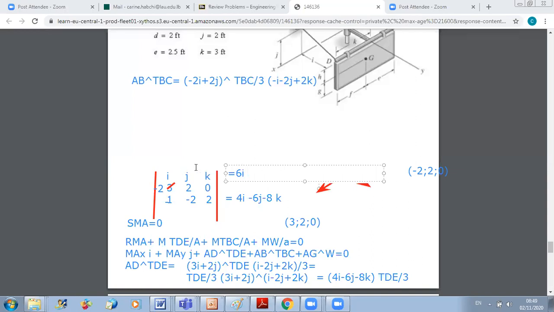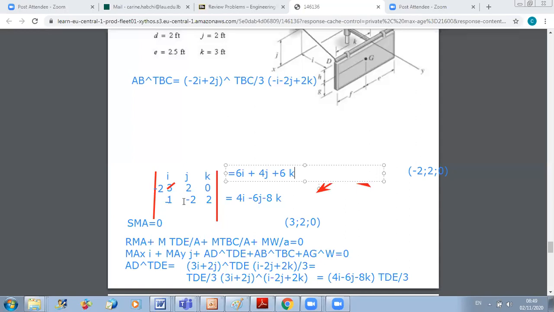Now along j, I have a minus. I have minus 2 times 2, it's minus 4, minus 0, it's minus 4. Don't forget you have a minus, so minus 4, it's plus 4j. And along k, I have minus 2 times minus 2, it's plus 4, and minus plus 2, it's 6. Okay.